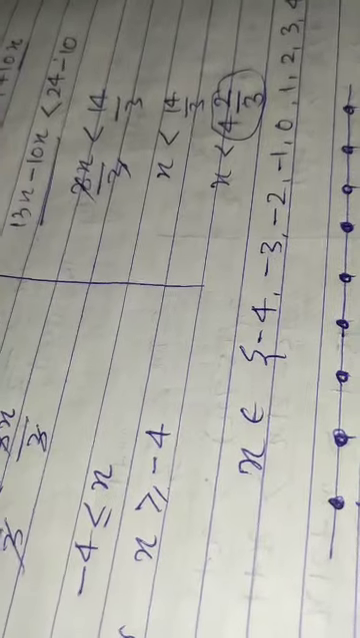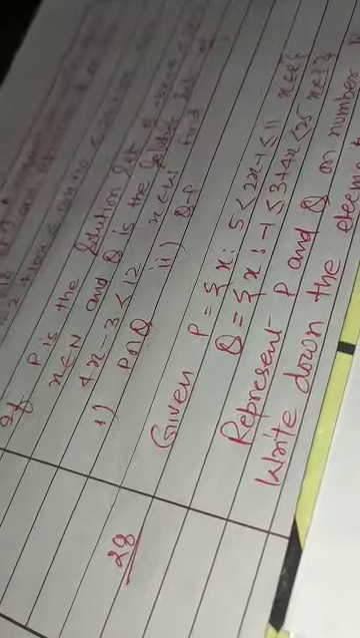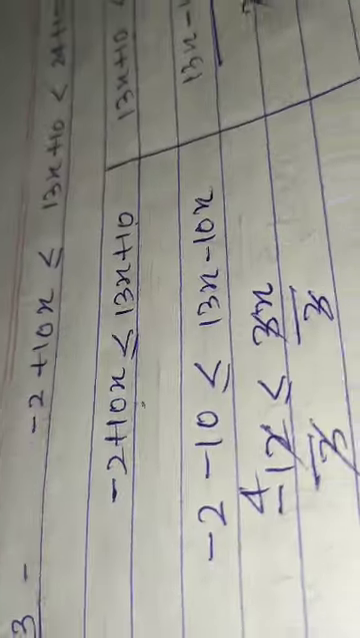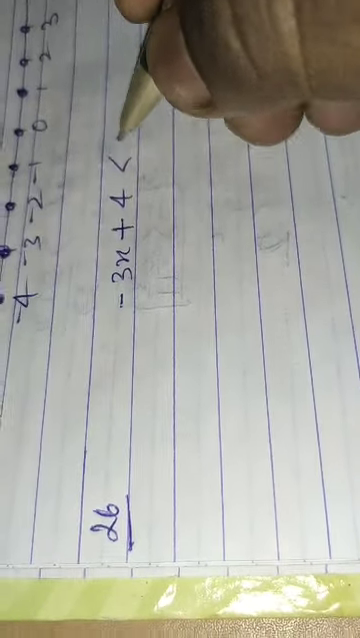Question number 26. Here two inequalities are given. It is saying that P is the solution set of this, and Q where x belongs to... So P is the solution set of question number 26. It is saying that -3x plus 4 is less than or equal to 2x minus 3, and x belongs to N. Here the solution set is P.